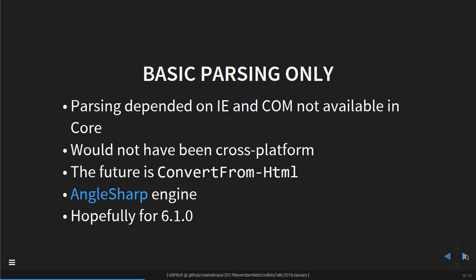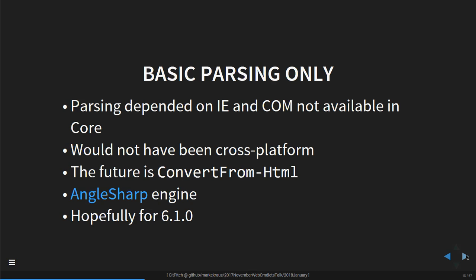So if you've ever used the parsed HTML property on the object returned from Invoke-WebRequest to do searching on HTML pages for things like find this div that has this ID and then get the text, and do things with forms, that's just not available.